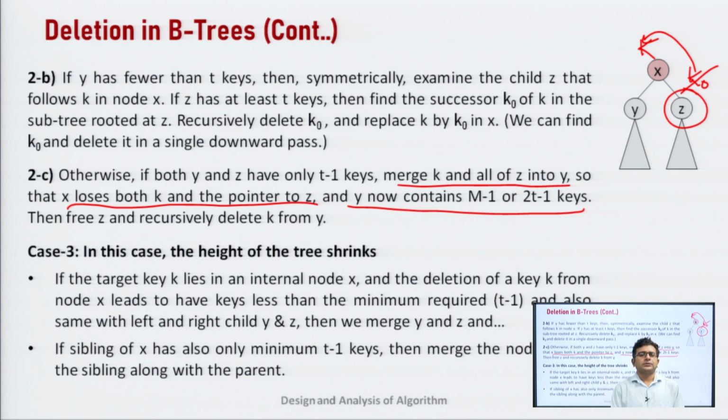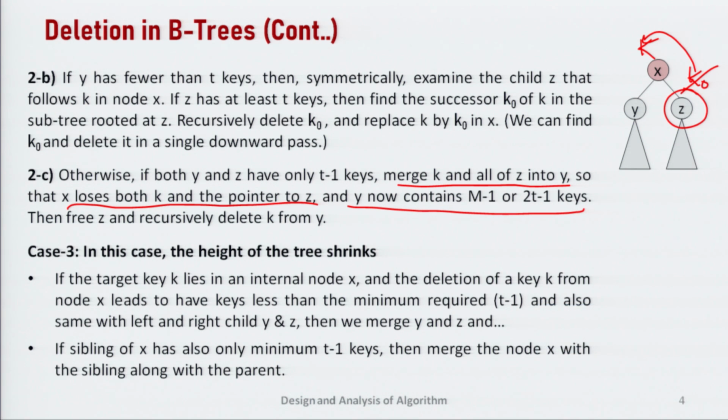Now, case third. Case third is a case where the height of the B tree shrinks. When does it happen? Suppose we want to delete a key k from node x, and node x is an internal node. If node x already has only the minimum keys, that property would be violated.